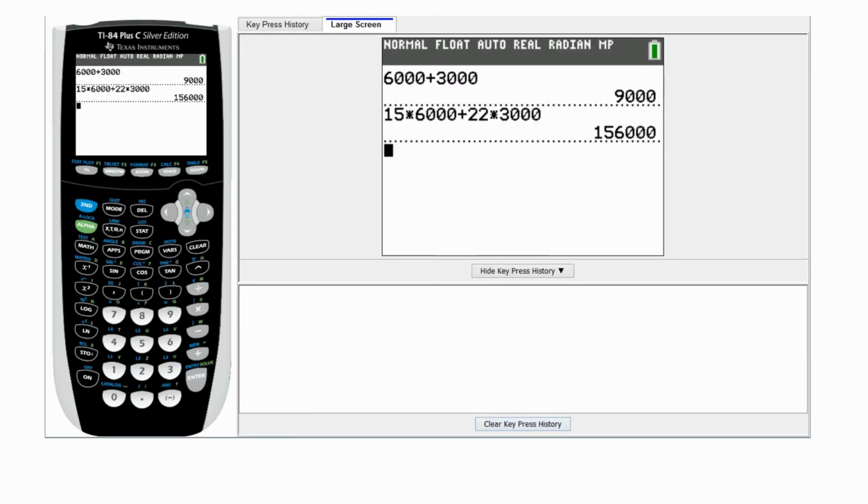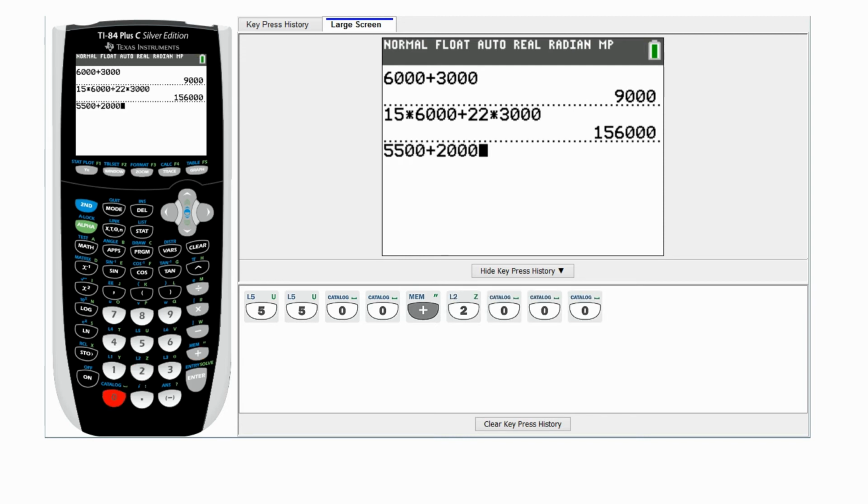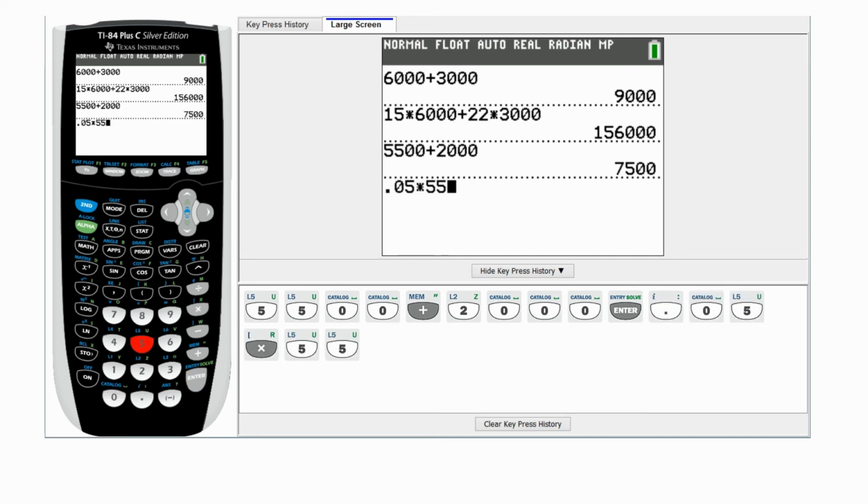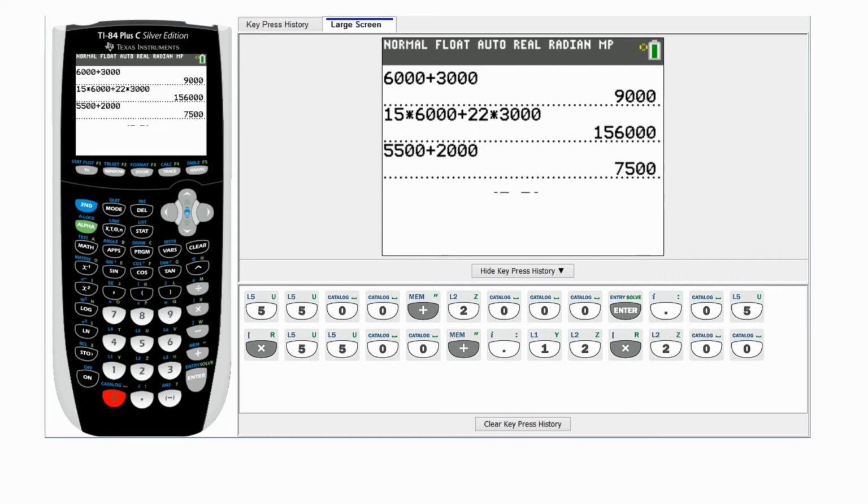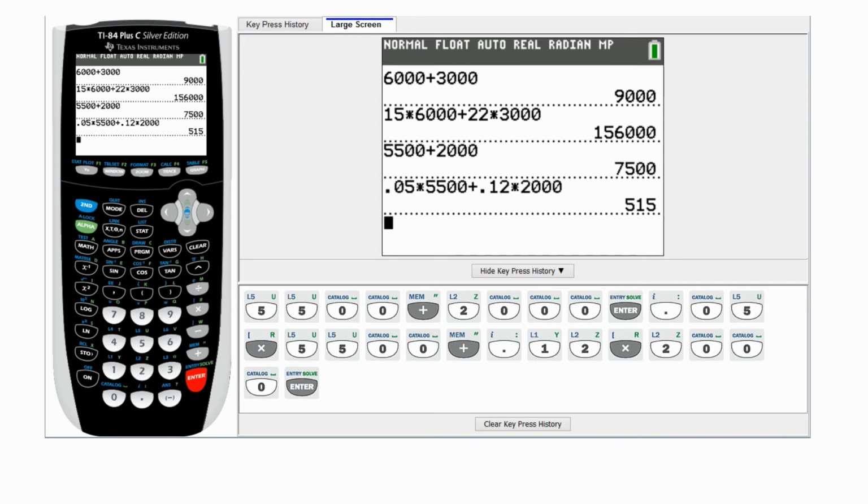To check our equations, we can go to our calculator. So 5,500 plus 2,000 equals 7,500, and x plus y equals 7,500. 0.05x plus 0.12y should equal 515. 0.05 times 5,500 plus 0.12 times 2,000 does equal 515. So our answers are correct for this problem.